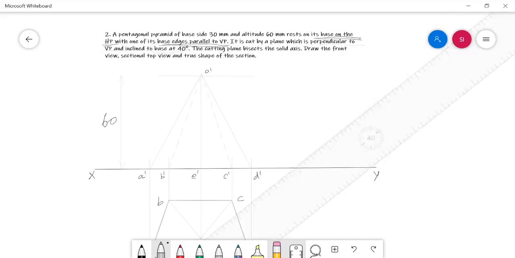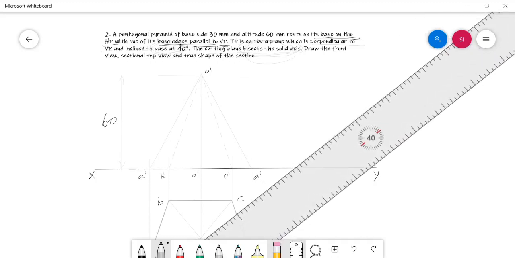This is nothing but the plot for a cutting plane, and now I have to estimate where the cutting plane is going to meet the solid. It is also given in the problem that the cutting plane bisects the solid axis. This is nothing but the cutting plane going to meet the solid axis at the midpoint. Only then can it bisect the solid axis into two equal parts, and the total height of the solid is 60, that is the axis height is 60 mm.